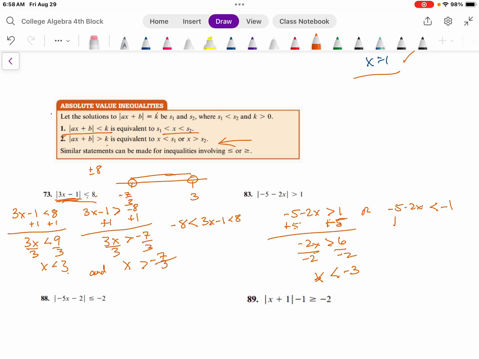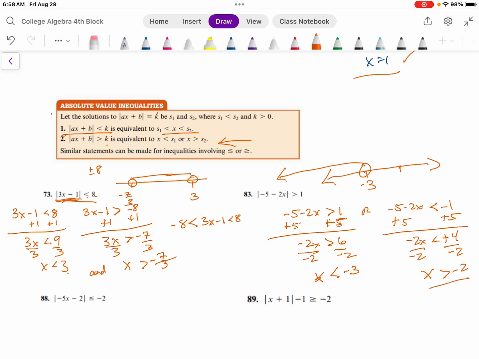On the other one, I have plus 5. Negative 2x is less than 4. And then I divide by negative 2. And I get x is greater than negative 2. And so when I graph this one, we are less than negative 3, so here's negative 3. Less than, it means this way. Greater than negative 2 means there's negative 2, and that means that way.